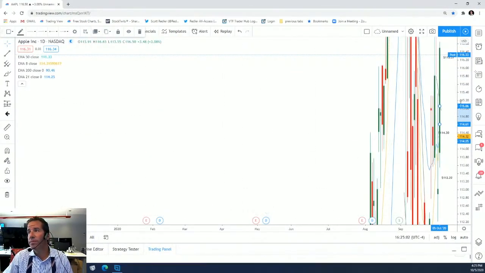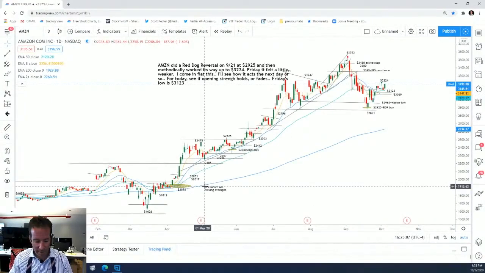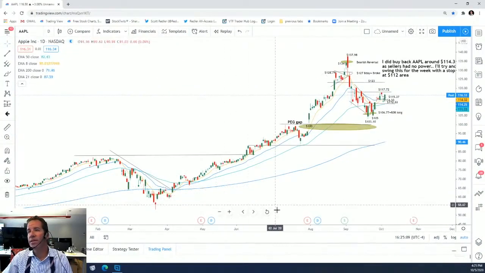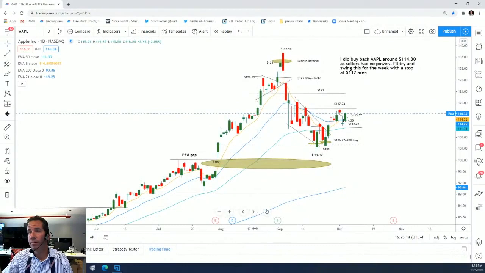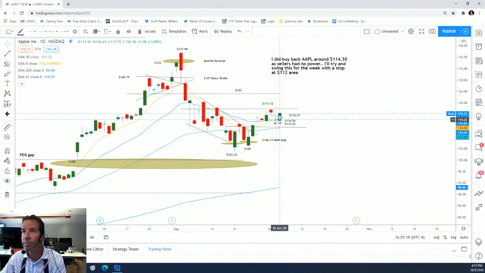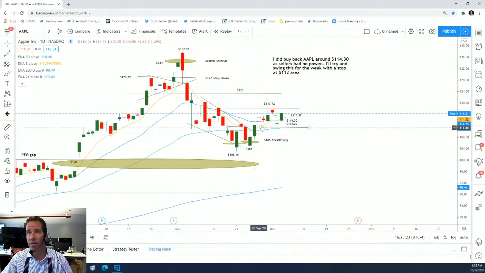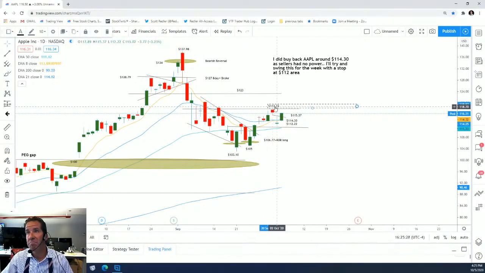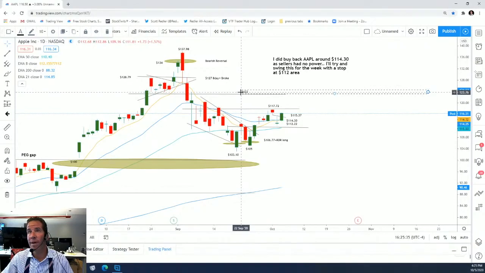So now, oops, that looks gross. All right, now let's go back. All right, so now Apple looks pretty good, right? Why does Apple look good? Well, Red Dog loves when Apple is above the 8 and 21 day, which it is now. I also love when it's not extended, like it was a little from here to there. So now there's a possibility that, in time, this 117.72 gets taken out, and we see another move back towards 120.